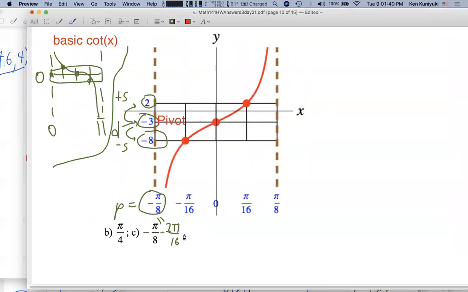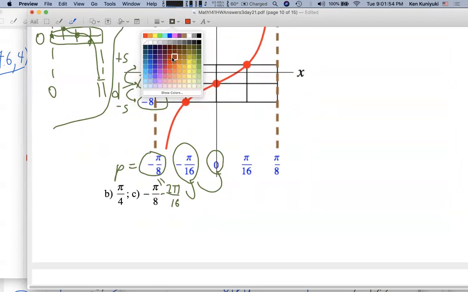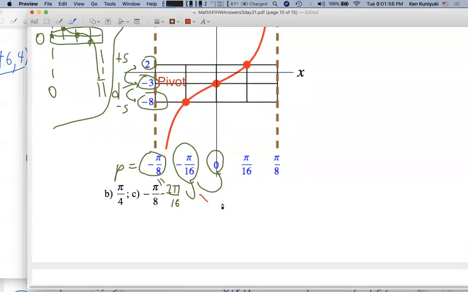Negative 2 pi over 16 plus 1 pi over 16 is negative pi over 16. Negative pi over 16 plus pi over 16 is, hey, we get lucky, 0. And then you can either keep adding or just use symmetry about 0. Negative pi over 16 goes to pi over 16. Negative pi over 8 goes to pi over 8.